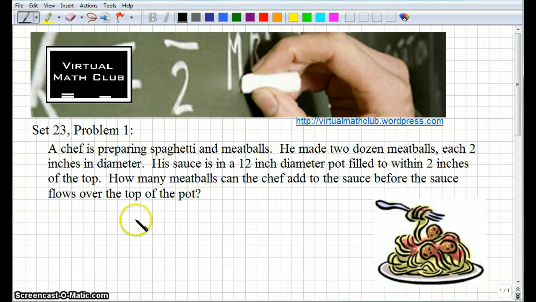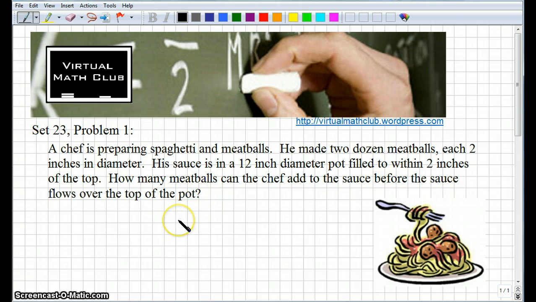All right, well, let's take a look. We're dealing with volume here, right? So we have a certain volume of sauce in the pot, and each time we add a meatball, we increase the volume of stuff in the pot by the volume of the meatball, right?